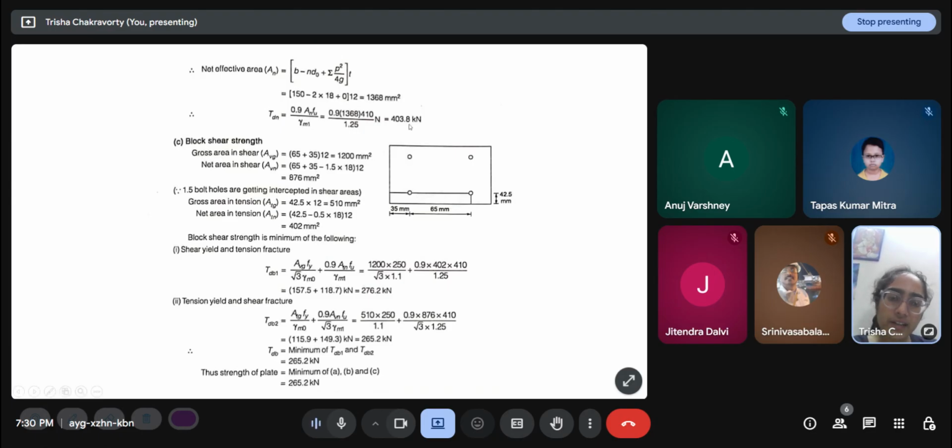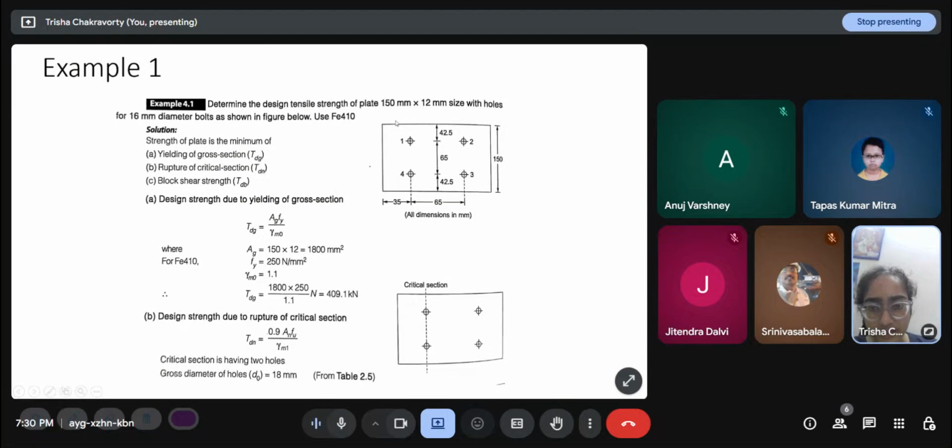I'm saying 403, but if you have to round it, you actually have to round it off on the upper side, so 404. No, one second, sorry. We have to round it down because this is the capacity. When we are talking about capacities, we have to round it down, because if it can take 409.1 kilonewton, it will fail at 410, that is my ultimate. So I cannot say it's 410. I have to say it is 409.